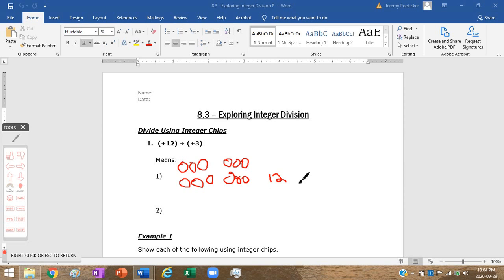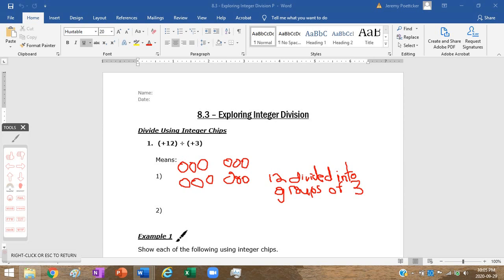So I can say 12 divided into groups of 3. Okay. That's one way to look at it. The other way would be that I've got 12 somethings and I'm going to divide them into 3 groups.